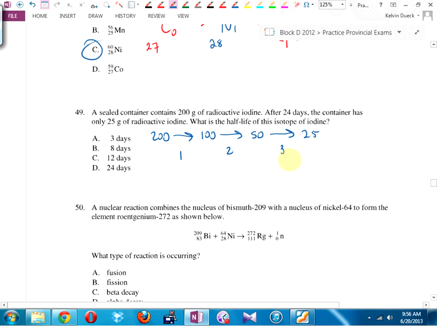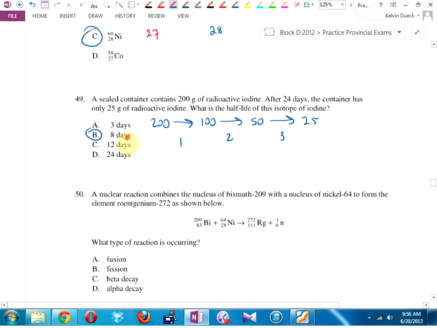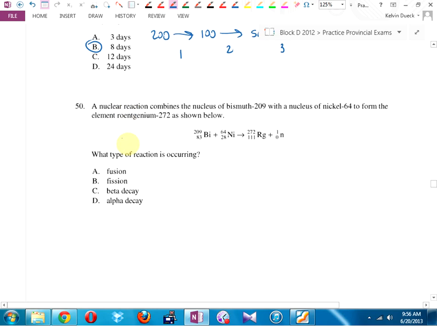How many days have gone by, grand total? How many half-lives? How can I fit three half-lives into 24 nice and easily? Right? Yep. Okay.